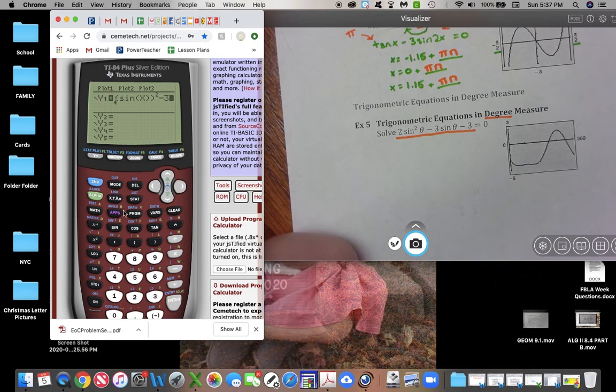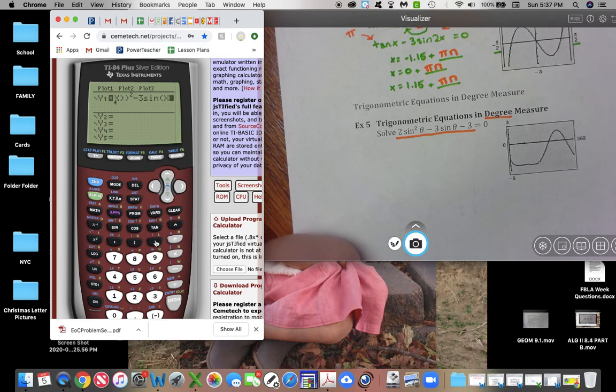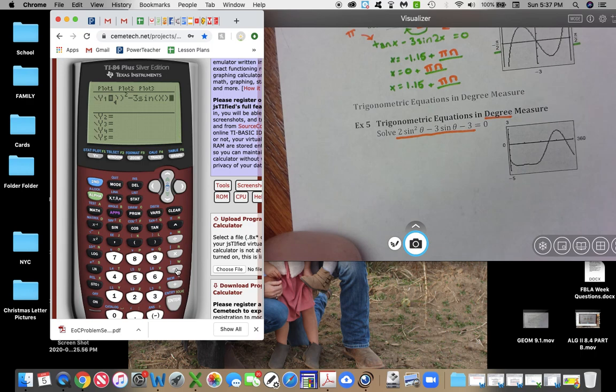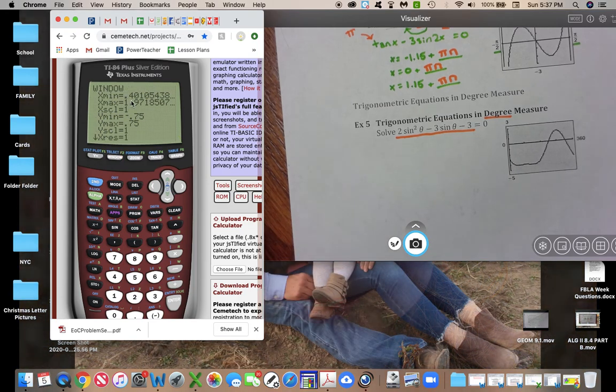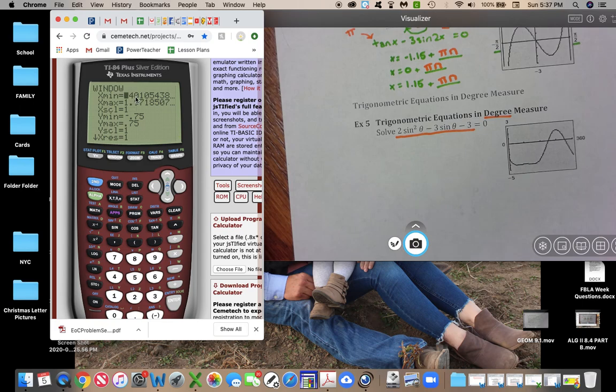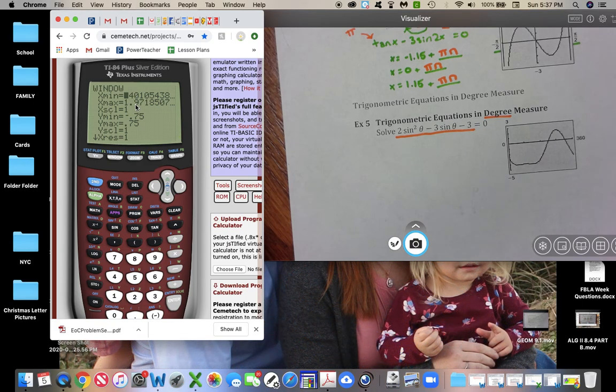Minus 3 sine of x. We don't have a theta symbol, so we just use x. And then minus 3, and then I'm going to graph him, okay? But before I graph him, if I leave my window as is, it's going to go from like 0.4 degrees to 1.9 degrees, okay, not radians any longer. It's going to all be in degrees, okay?